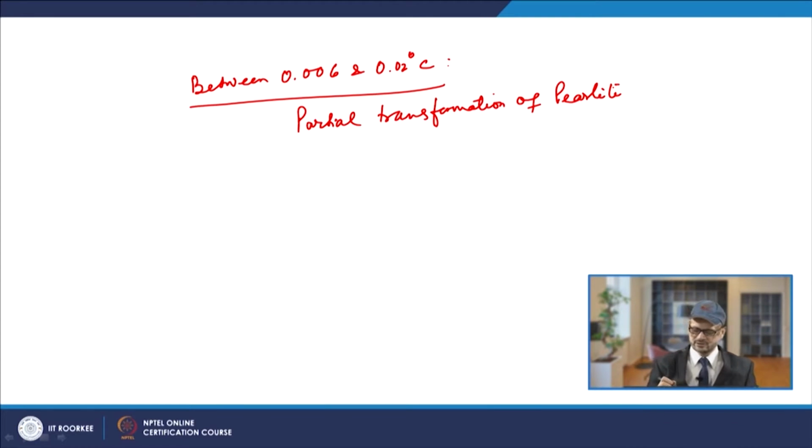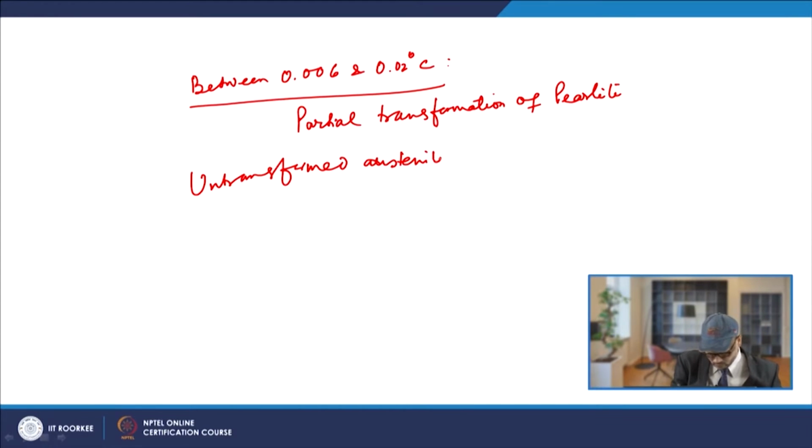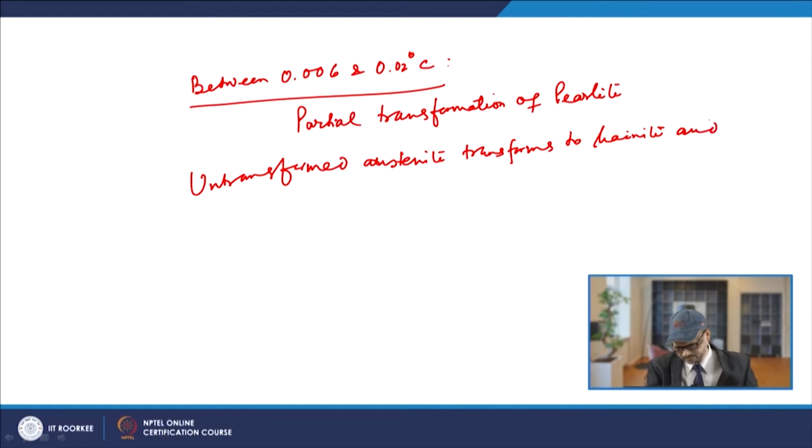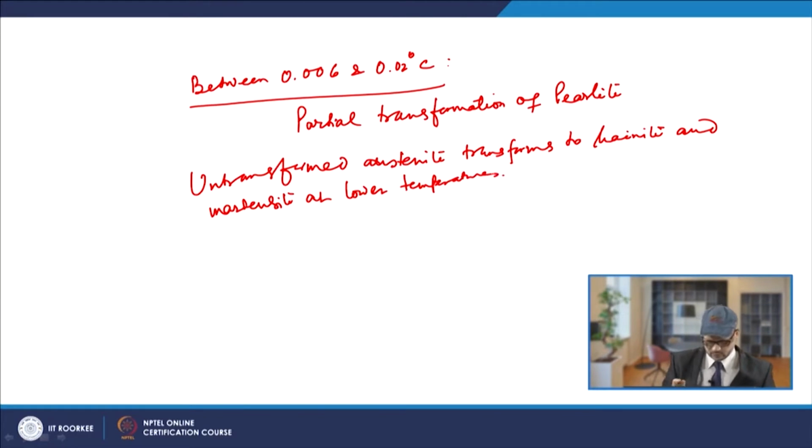So, in this case we see that when you have cooling rate between 0.006 to 0.02 degrees C, then you have partial transformation of pearlite taking place, and in that case this untransformed austenite transforms to bainite and martensite at lower temperature. So that will be the case when your cooling rate is between 0.006 and 0.02 degrees C.